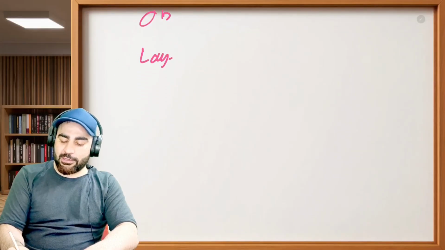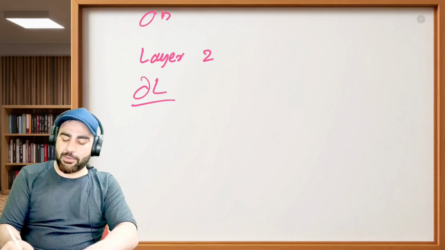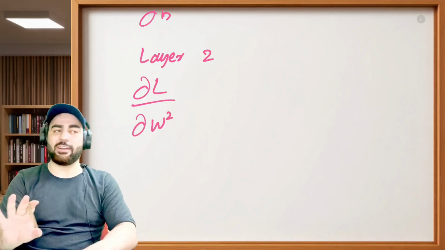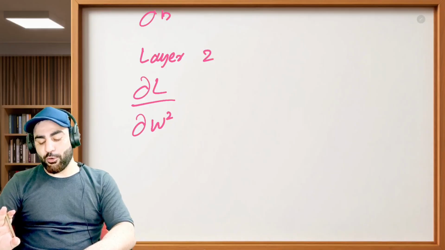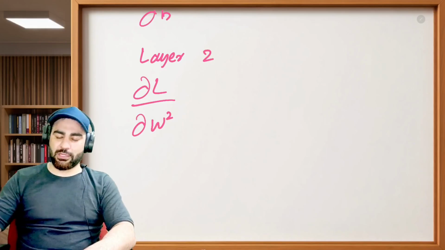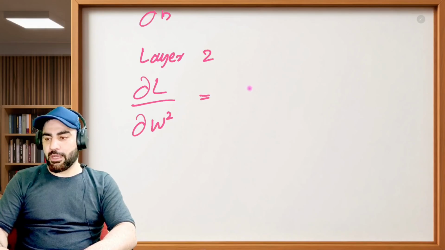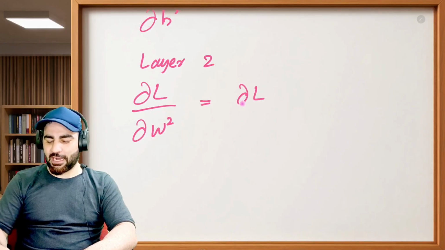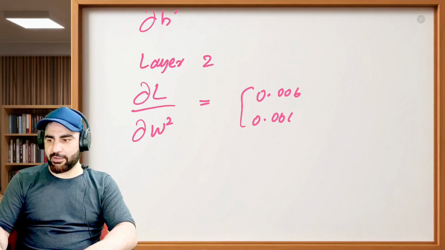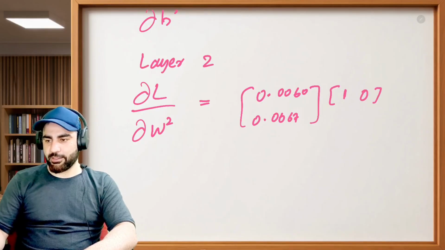For layer 2, we have to compute dou L by dou W2, and you can do it element wise as well as vector. Now I am doing it in vector notation, but whenever you get time at home, you should do it element wise first, and then you can take the whole matrix and do it in the vector form. So this is equal to, again, you can take dou L. I would have done it element wise, but here I would like to do it directly. You will take the whole vector first, so that is 0.006, 0.0067, 0.060 multiplied by 10. Okay, and this is for layer 1.